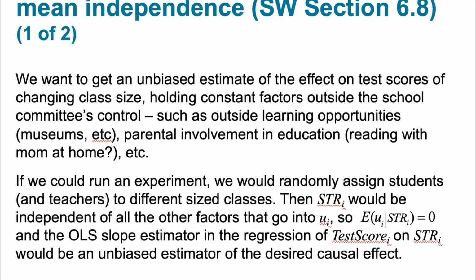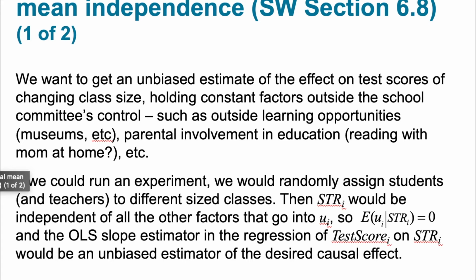In this video, we are going to talk about control variables and conditional mean independence. To think about control variables, we are going to rely on our example of test scores. We want to get an unbiased estimate of the effect on test scores of changing class size, holding constant factors outside of the committee's control.